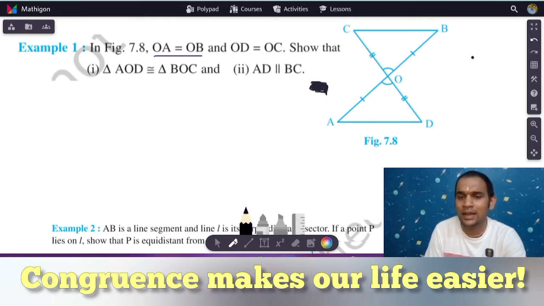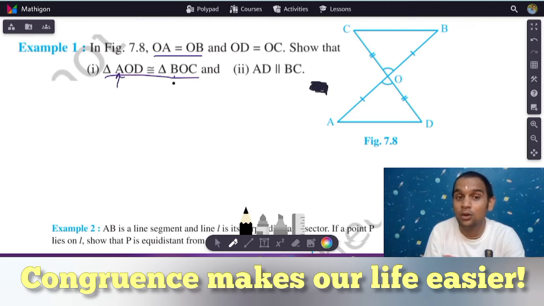Now, how to write these answers, you can refer to the textbook. When I discuss the exercise problems, I will discuss this once again in detail, so please don't worry about that. But for now, let us quickly understand. We have to prove these two triangles are congruent. Now what is the meaning of that?